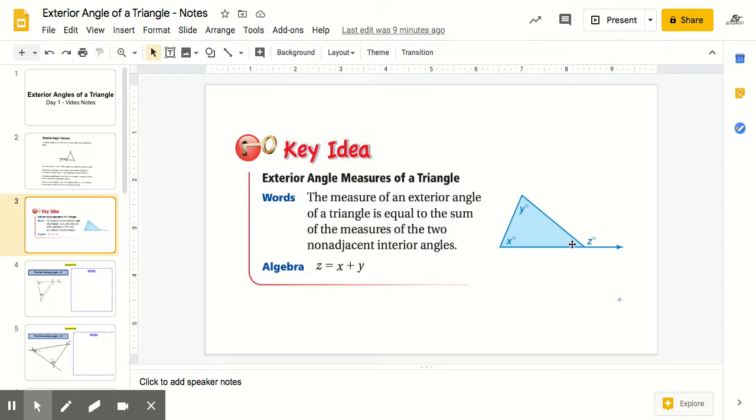This angle right here would be the adjacent angle to angle Z, but that's not what we want to look at because, again, the exterior angle theorem tells us that the exterior angle of a triangle, which in this case is angle Z, is equal to the sum of the two non-adjacent interior angles. So since these are non-adjacent, they're not right next to Z. If I add up angle X and angle Y, I will get the measure of angle Z, as shown in this equation down here. Okay, so we're going to do a bunch of practice with this today.